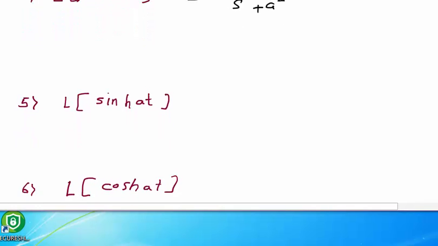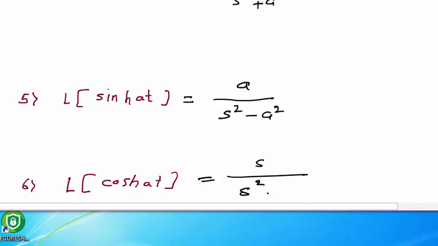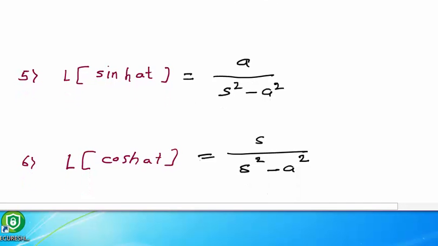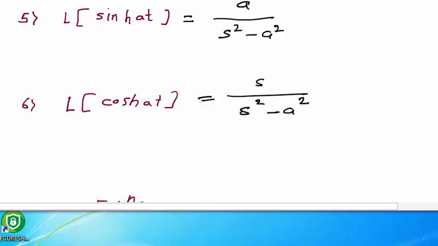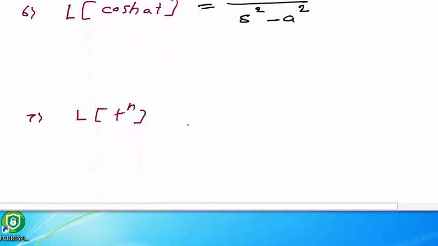Laplace of sin hyperbolic at is, again, a upon s square minus a square. And cos hyperbolic at will be s upon s square minus a square. So in hyperbolic functions, the denominator has s square minus a square, and for circular functions sin at and cos at, the denominators are s square plus a square and s square plus a square respectively.